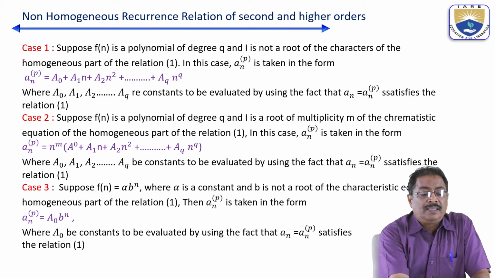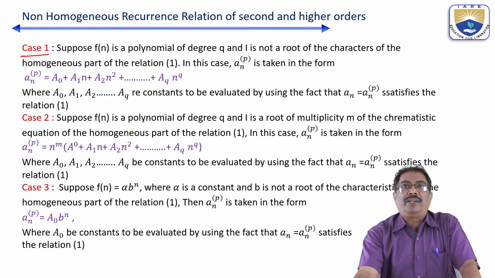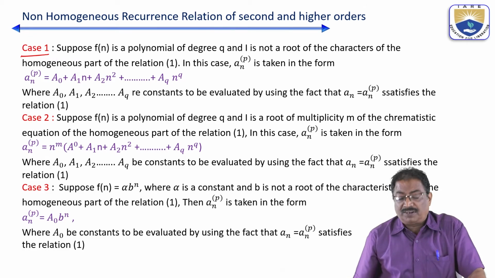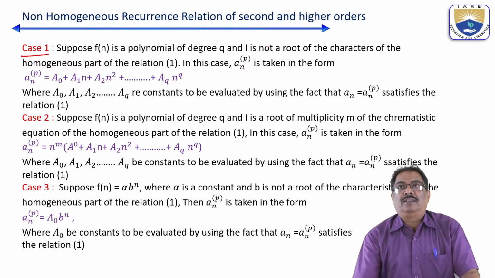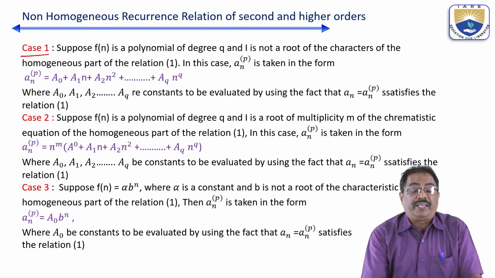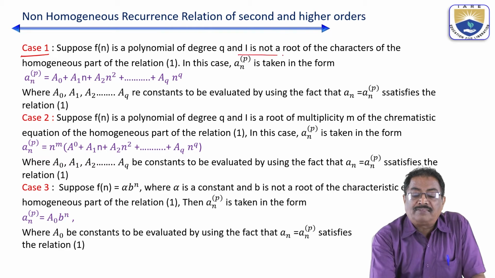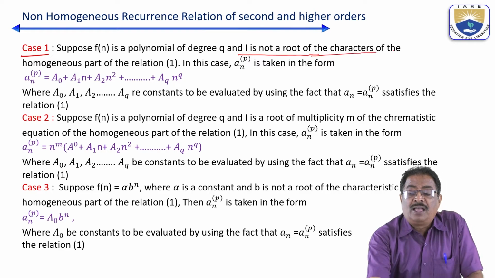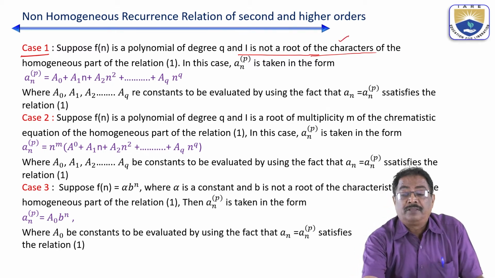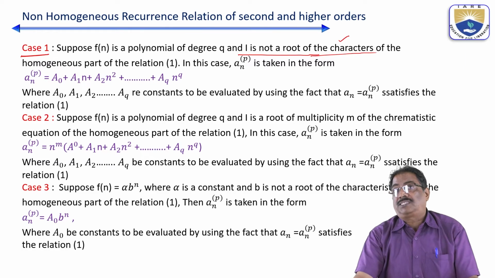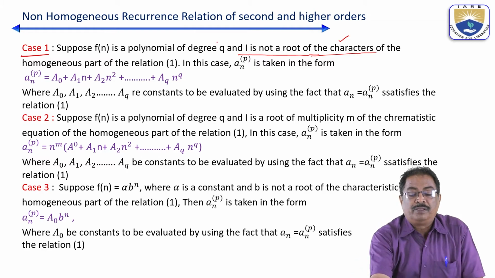First, case 1. In this case, f of n is a polynomial. That means the function given on the right side, f of n, is a polynomial of degree q, and this is important: 1 is not a root of the auxiliary equation, or the characteristic equation.